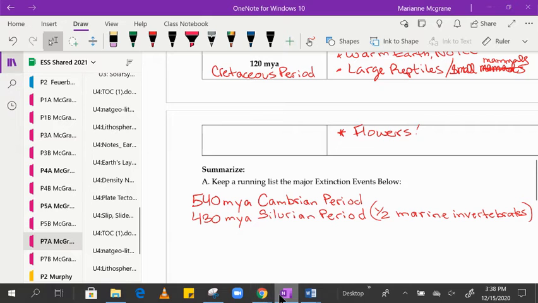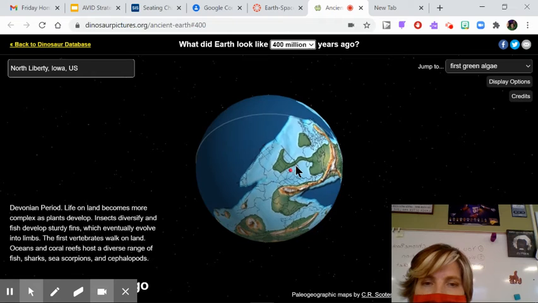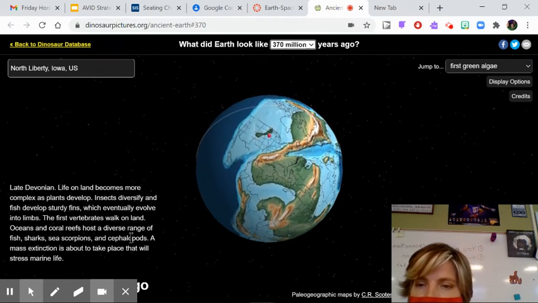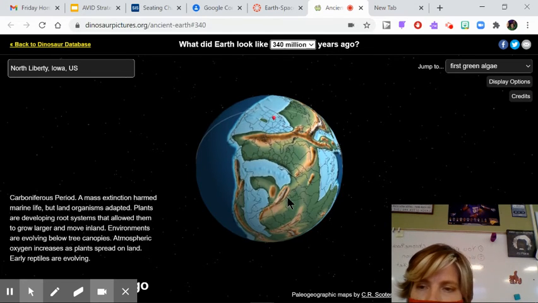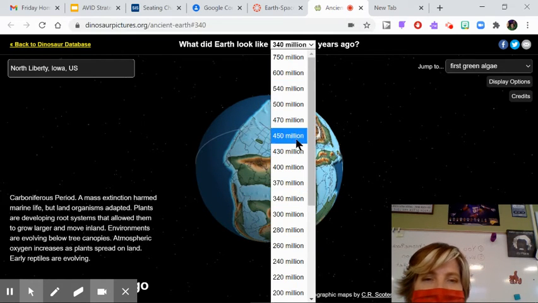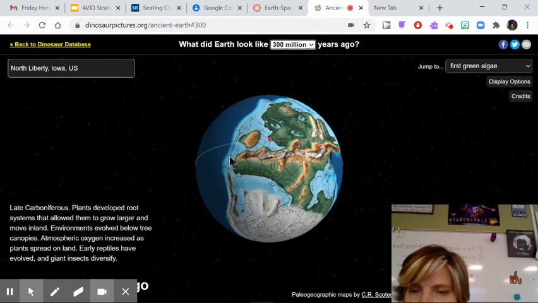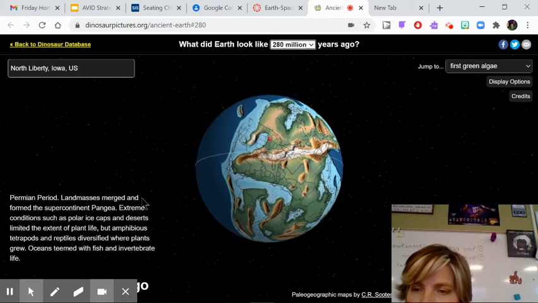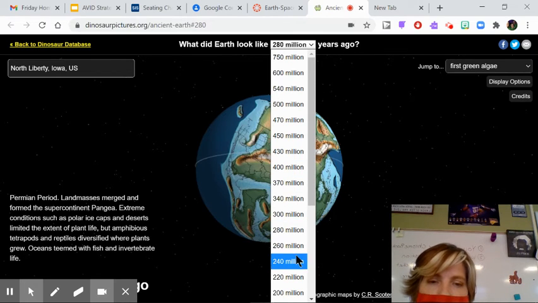Okay, let's check out what the next one is. 400, still underwater. 370, late Devonian, still underwater. 340, Carboniferous, underwater. 300, plants develop, still underwater. 280, Permian. Nope, we are not underwater anymore.